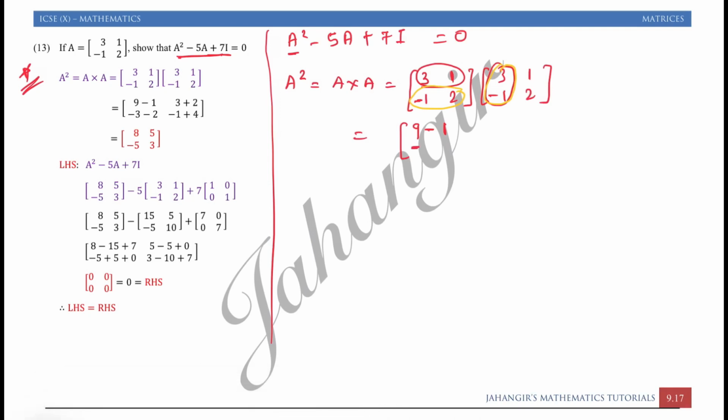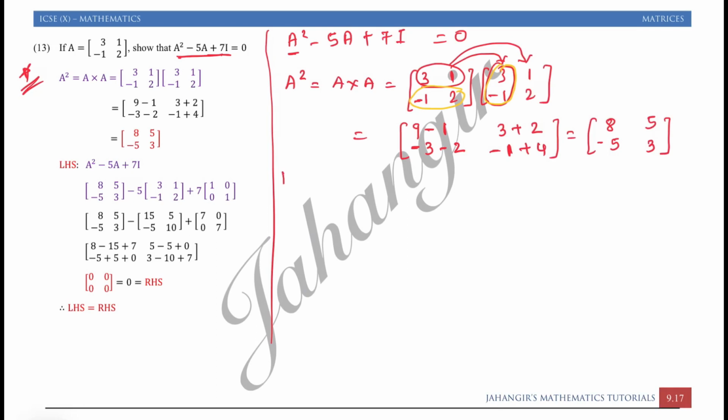So minus 1 into 3 is minus 3 minus 2. Now again with this column we will multiply both rows. First we had multiplied both rows into the first column. Now again first row, second column, second row, second column. So 3 ones are 3 plus 1 twos are 2, and minus 1 into 1 is minus 1 plus 2 twos are 4. So that will give you 9 minus 1 is 8, minus 3 minus 2 is minus 5, 3 plus 2 is 5, 4 minus 1 is 3.